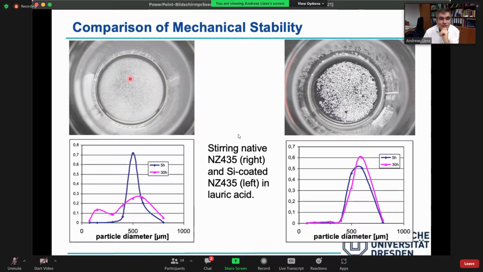You can see that on the left side, which is the not coated particles, so the naked particles without any coating, just immobilized enzymes, they get defractured. And so the particle distribution gets much broader. On the right side, we have the particles which are coated with silicon, and therefore after 30 hours, the violet curve, you don't see a significant change.